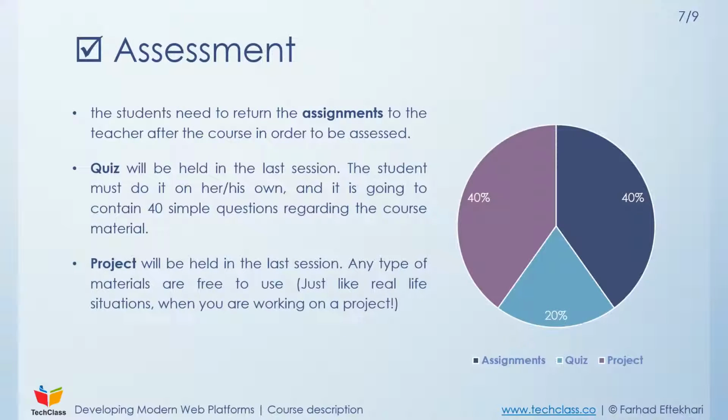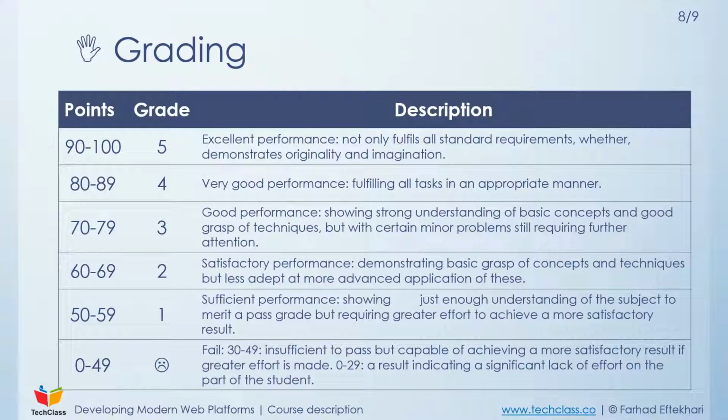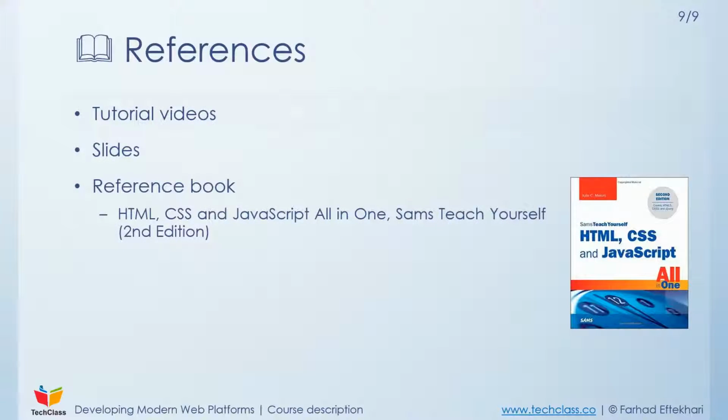Here is the assessment division based on the assignments, project, and quiz. And here is the division of the grades. If it's an online course, it's a pass or fail. And here's the progress that you can see based on what points you get, what grade. And here is the reference we're going to use if you want to get a bit more knowledgeable about the concepts. We're going to have tutorial videos and then slides, and these are the principal and main material of the course.